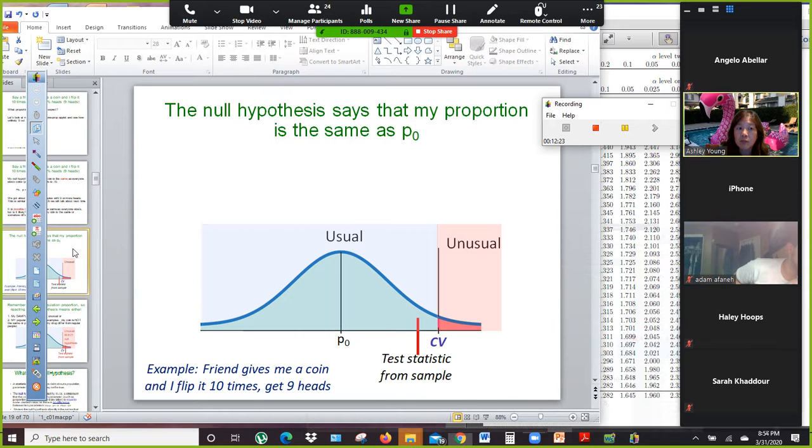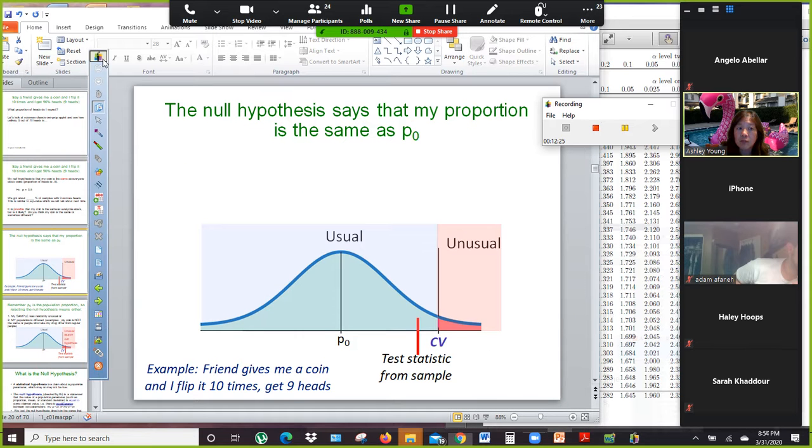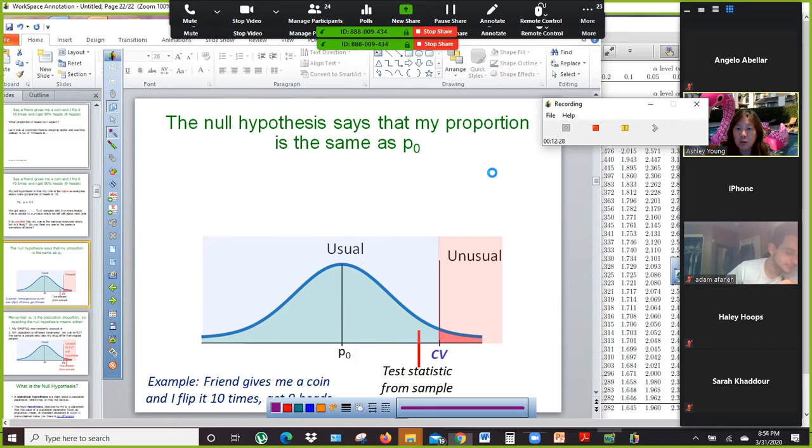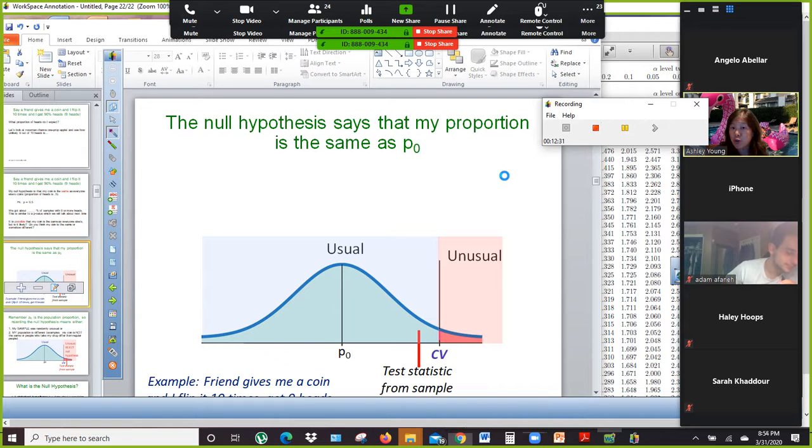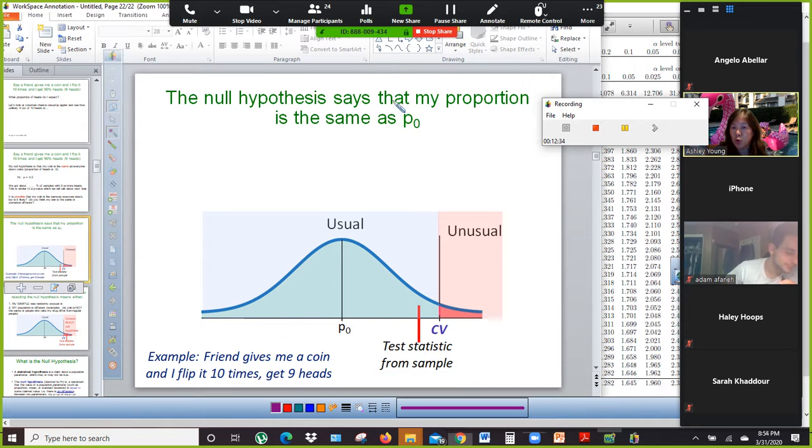Okay, so let's take a look at what we're looking at here. So again, the null hypothesis says that my proportion is the same as everybody else's, the world's proportion. This P naught means the proportion of everyone, the general proportion. So since we got something that was really unusual, something way out here, then we're going to reject the H naught because we got an unusual value. Everyone take a look at this. Just look at it. See how this P naught is right here?